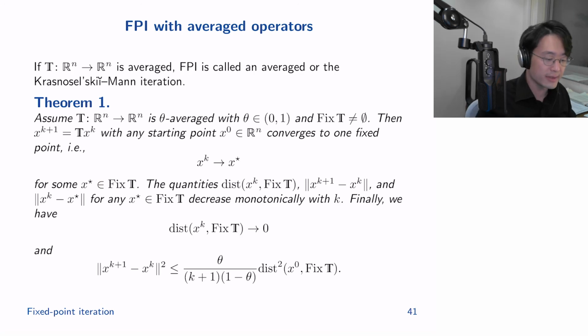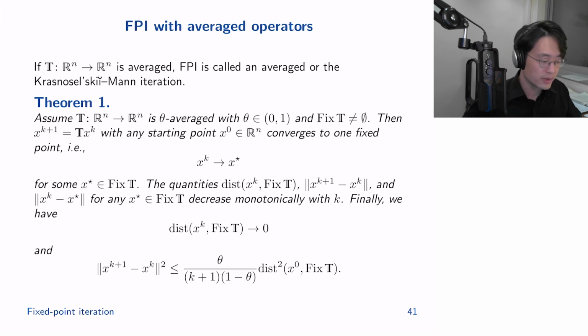Here we say the sequence converges to one fixed point because when the underlying operator is an averaged operator, then it's possible that there is no fixed point, but we assume that a fixed point exists. So the fixed point could be unique, but there could be multiple fixed points. So if there are multiple fixed points, we don't say which fixed point we converge to, but we do claim that we converge to one single fixed point.